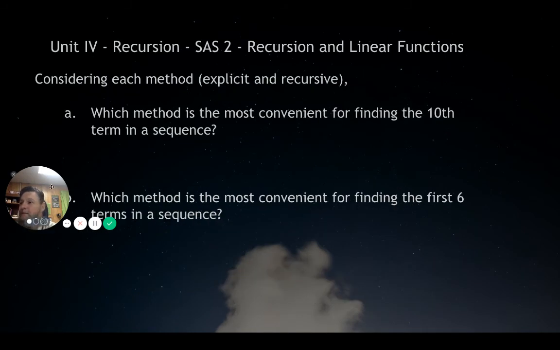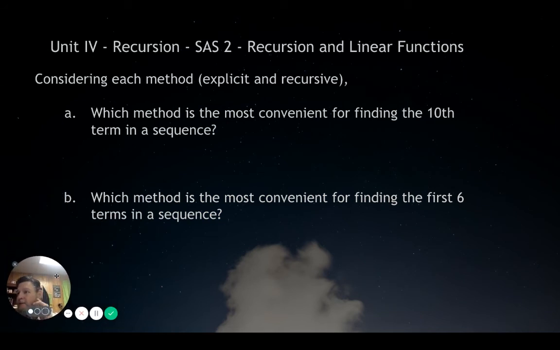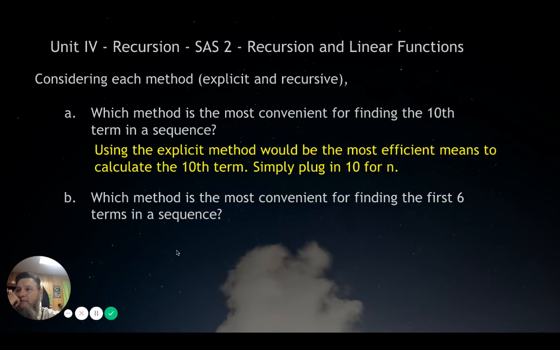So which method is the most convenient for finding the 10th term in the sequence? I would venture to say that the 10th term would be easier to find by plugging 10 in for n. So the explicit method would be easy. If we have a formula with a value of n in there, and not just as a subscript, we wouldn't have to go through and reiterate or recurse the process 10 times to find the answer, which is how you have to do it for recursion.